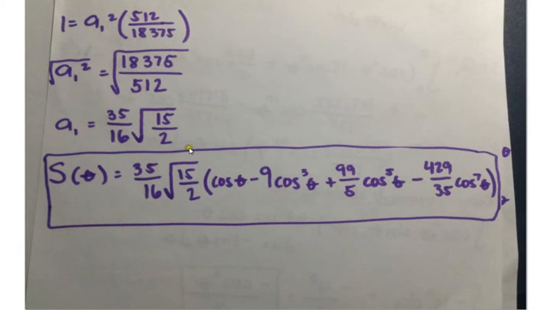But for the sake of simplicity of the equation, I will just use a1 is equal to 35 over 16 square root of 15 over 2. So substituting a1 into the equation, we'll get now S is equal to 35 over 16 square root of 15 over 2 times cosine theta minus 9 cosine cubed theta plus 99 over 5 cosine raised to 5 theta minus 429 over 35 cosine raised to 7 theta.